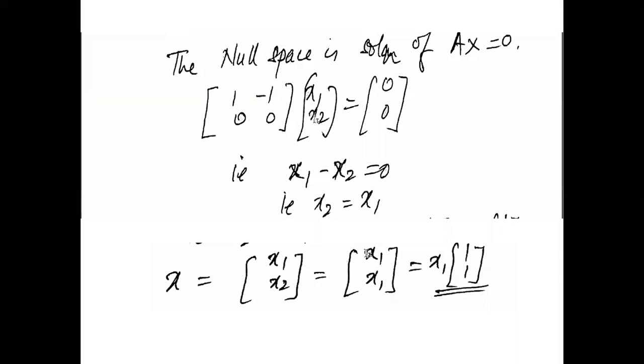So you'll have x1 minus x2 equal to 0, and therefore x2 just turns out to be x1.